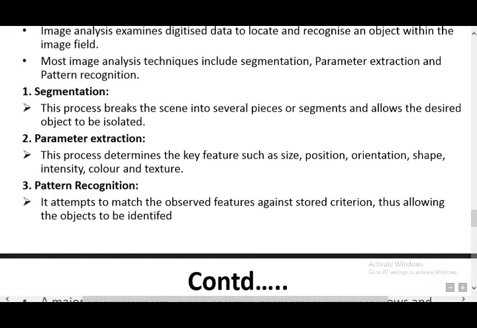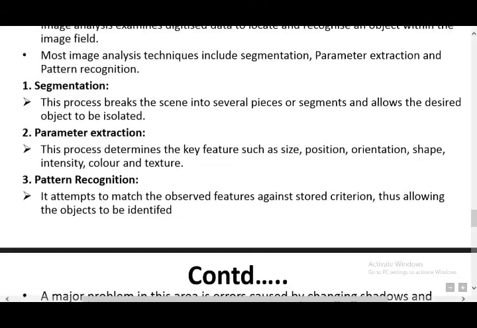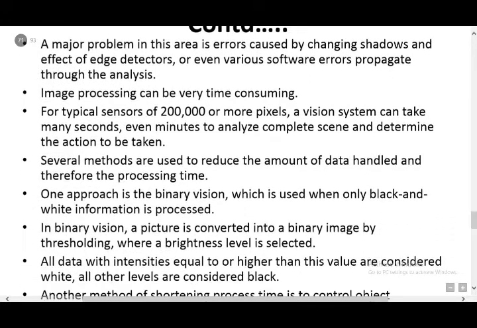Parameter extraction: this process determines the key features such as position, orientation, shape, intensity, color and texture. Pattern recognition attempts to match the observed features against stored representations, thus allowing the objects to be identified. A major problem in this area is errors caused by changing shadows and effects of edge detectors, or even various software errors propagating through the analysis.